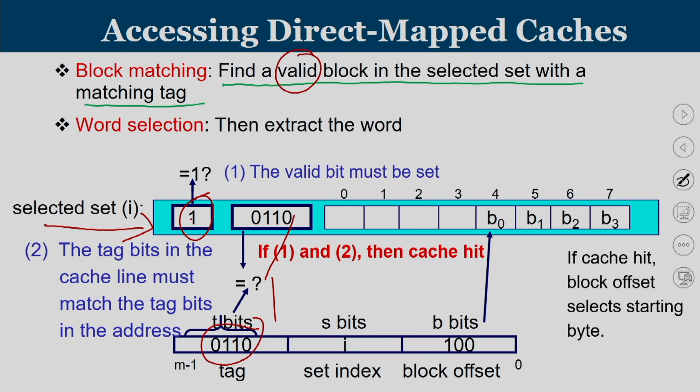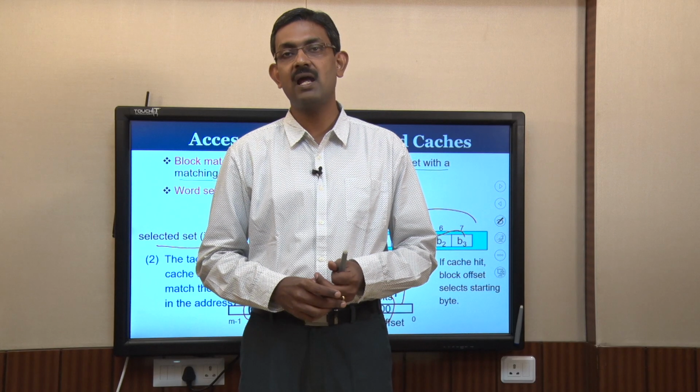Now, if it is a hit, then your data can be present anywhere in the block. Assume you have 8 bytes in each block. Let us say the offset portion of the address is 100, so that corresponds to the 4th byte. From the 4th byte onwards, you extract a word, and that is the word that the CPU is requesting. So, there are 3 steps involved in accessing a direct mapped cache.